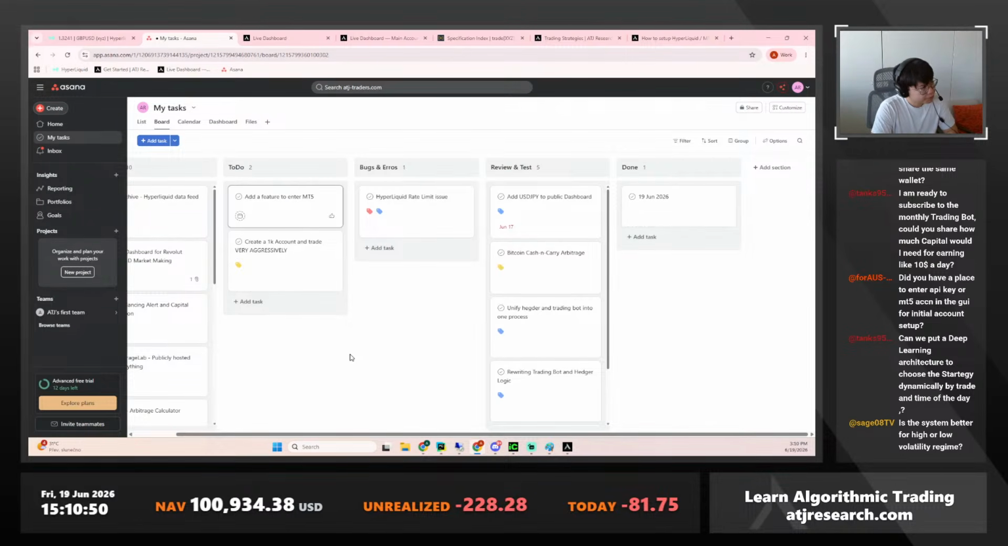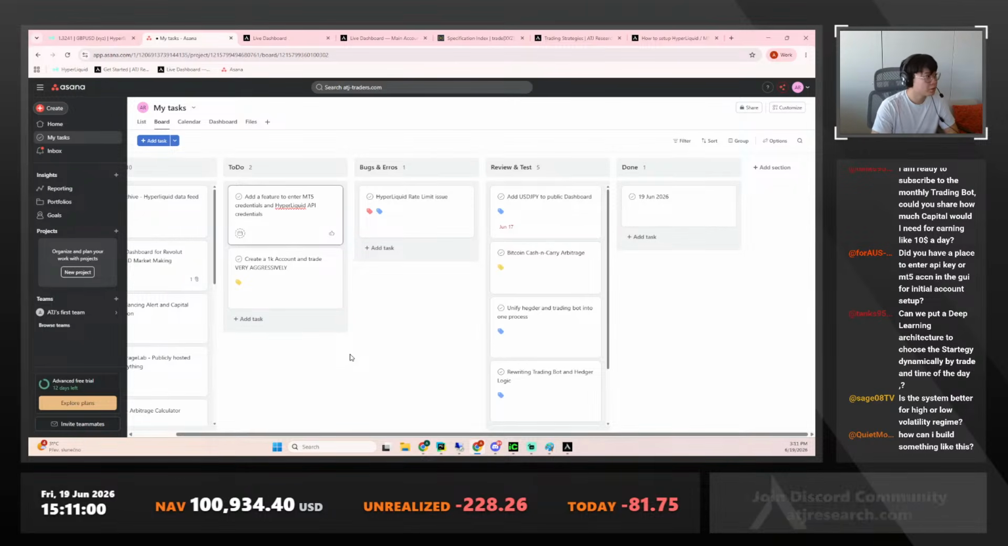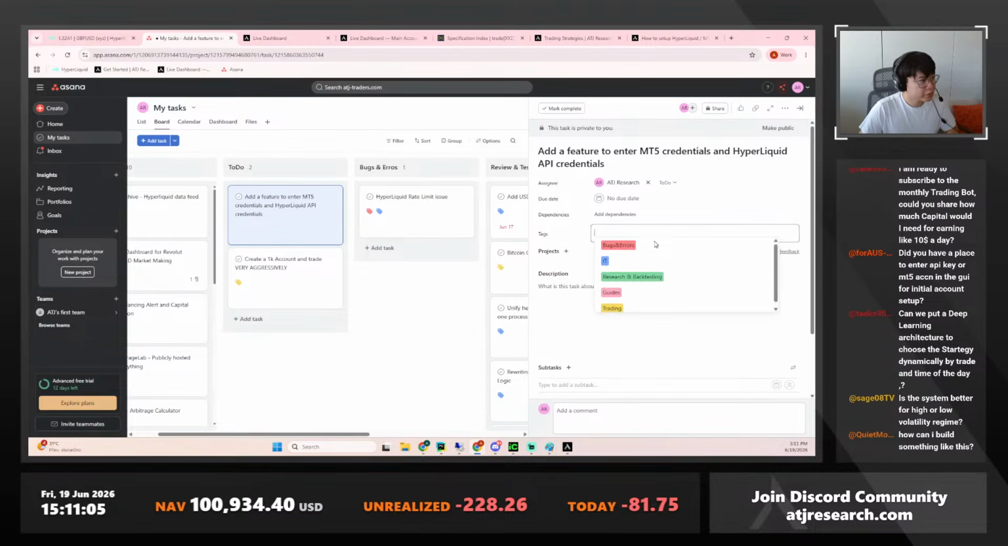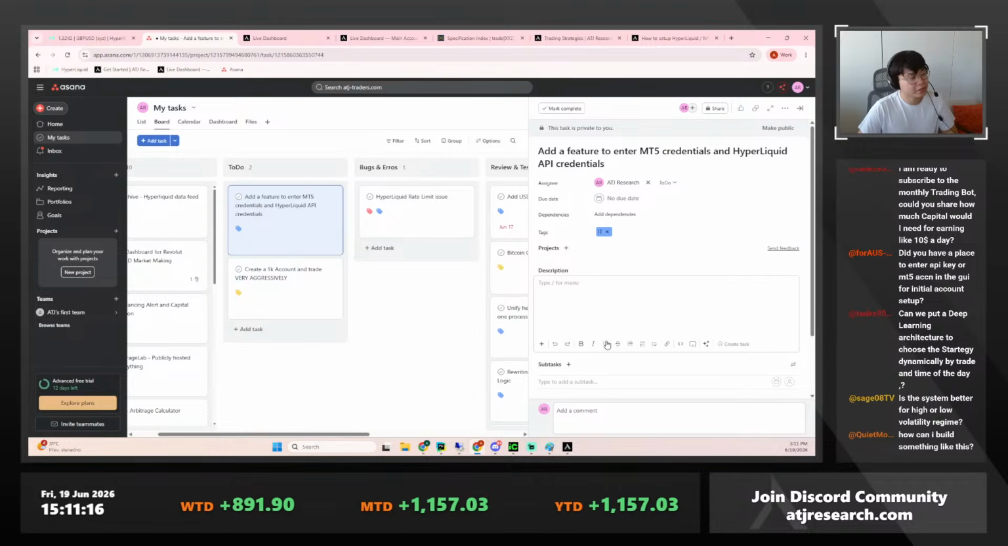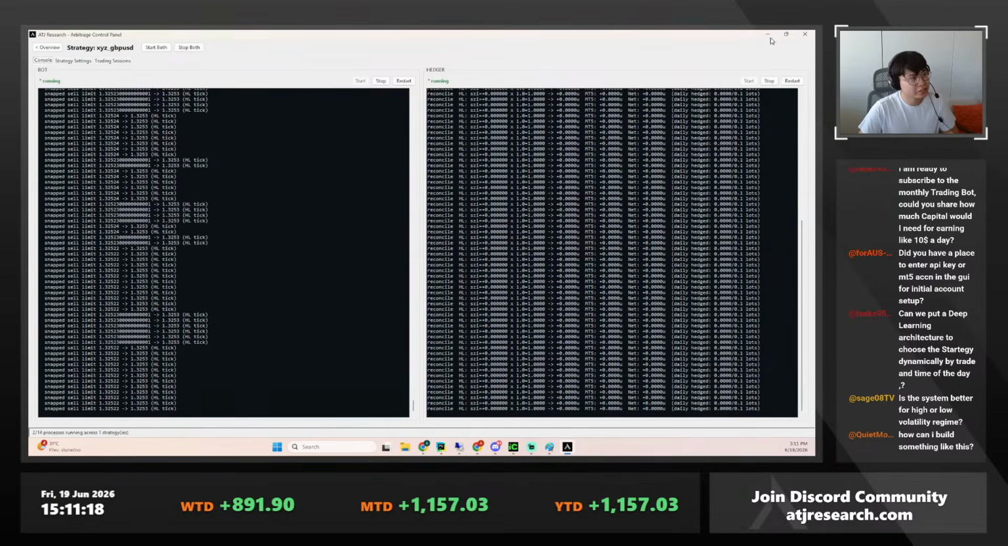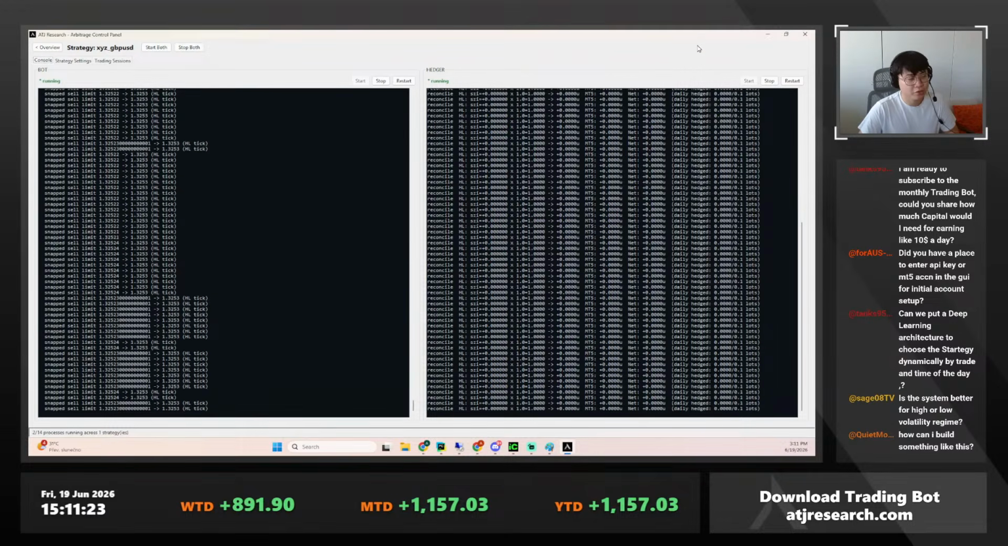MT5 credentials and Hyperliquid API credentials. Again, guys, be very careful when it comes to credentials. When you download my code, I want you to be skeptical, to doubt what I'm doing. If you download an app from someone unknown and enter your credentials here, let's say your public and private key for your crypto wallet, they can steal your money.